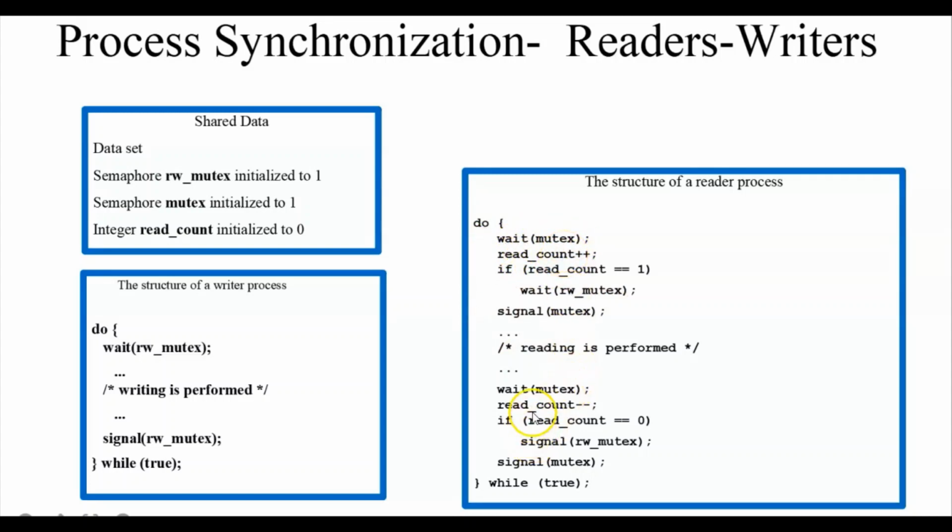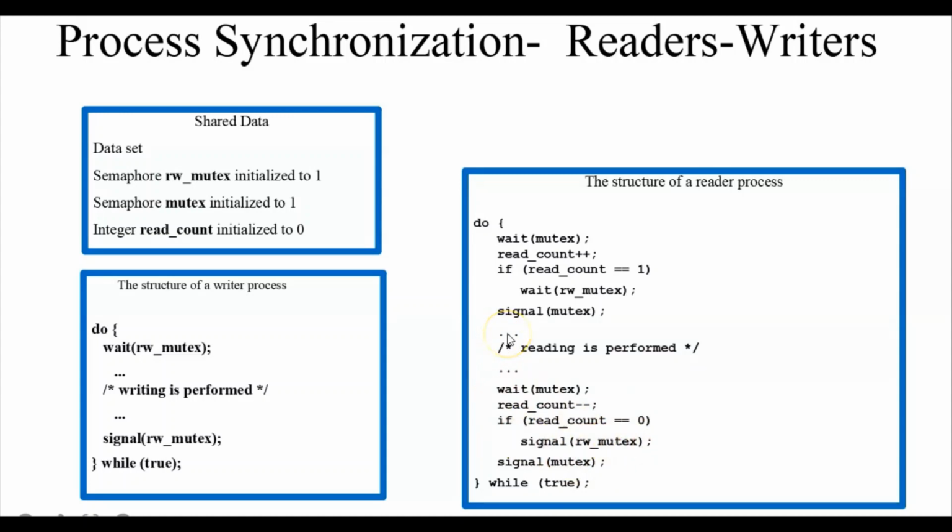Same applies for your exit section also, when the read count minus happens within the wait mutex and the signal mutex. And what is this part? This part is the first reader process locking the write operation, right? And what is this part? This part is the last reader process unlocking the write operation.